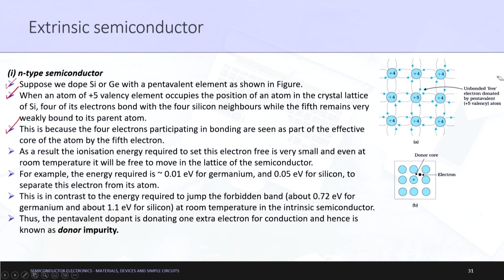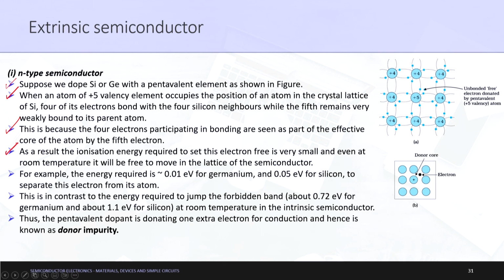This is because the 4 electrons participating in bonding are seen as a part of the effective core of the atom by the fifth electron. As a result, the ionization energy required to set this electron free is very small, and even at room temperature, please remember this is a very important line, even at room temperature it will be free to move in the lattice of the semiconductor, just because it is unbonded.